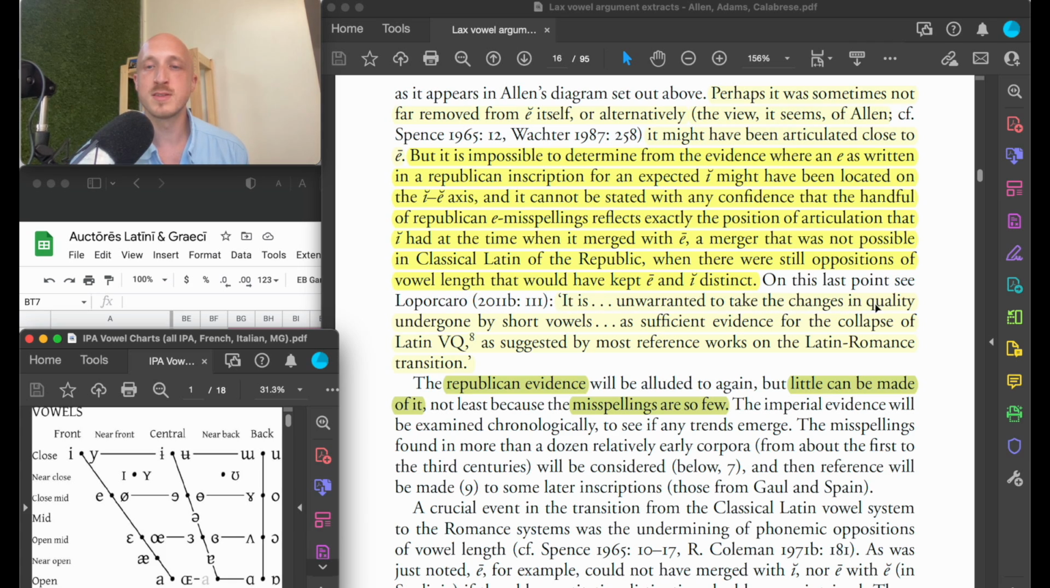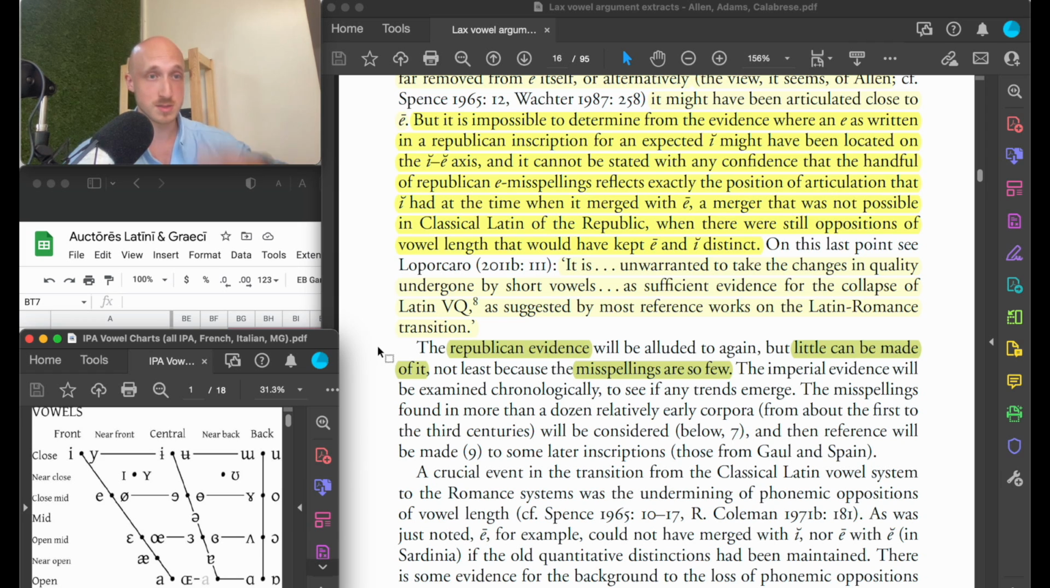It is unwarranted to take the changes in quality undergone by short vowels as sufficient evidence for the collapse of the Latin vowel quantity system. This means quantity, as suggested by most reference works on the Latin Romance transition. So that's sort of the thing. People talk about, there's this vulgar Latin, there's this alternative language or vowel system. Most of that has been so well debunked for so long. I don't think it's even necessary to talk about here, especially for longtime viewers of my content.